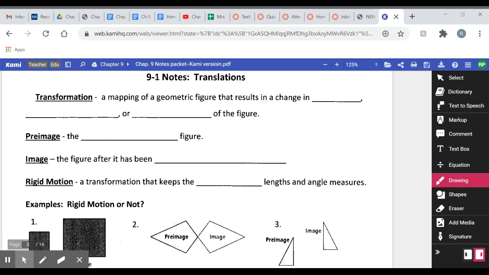Hi, welcome to Chapter 9. This is the Section 9.1 Notes on Translations.